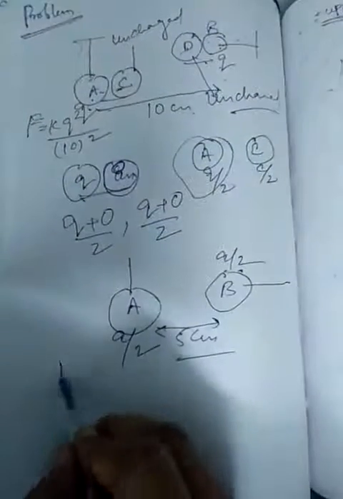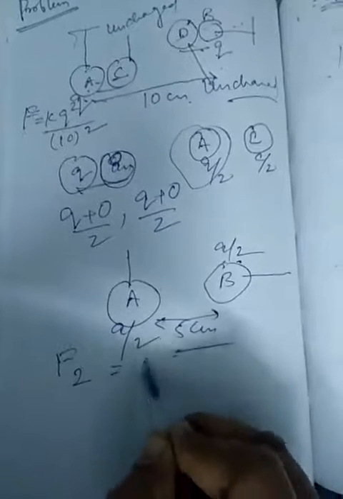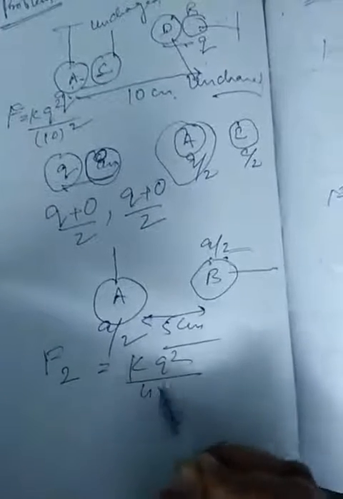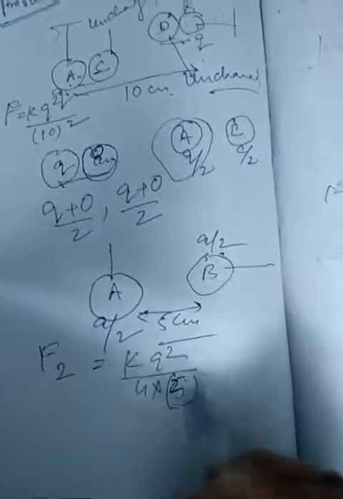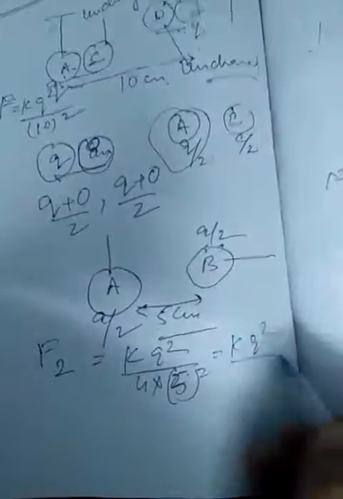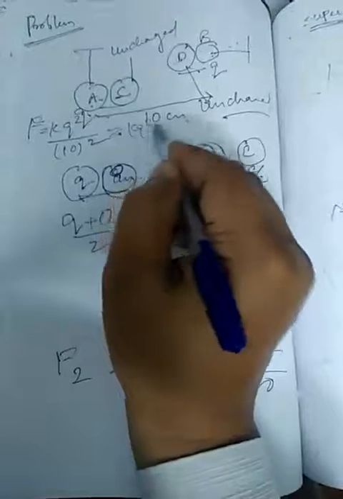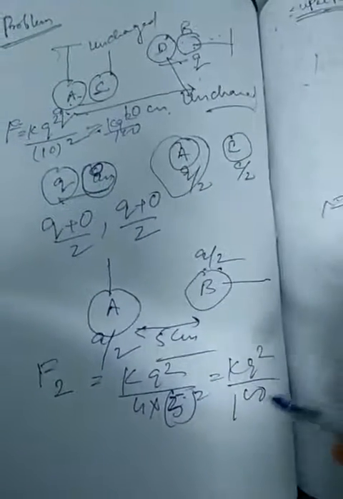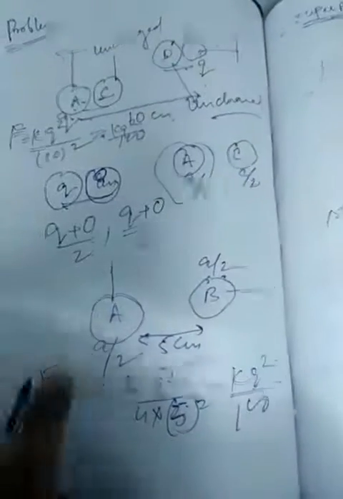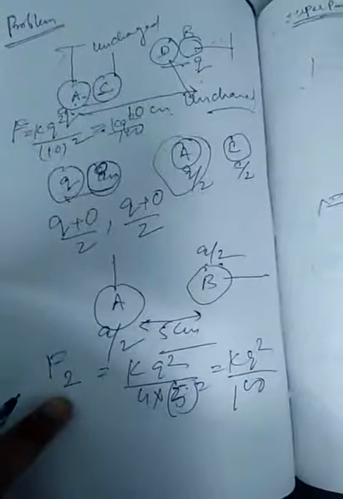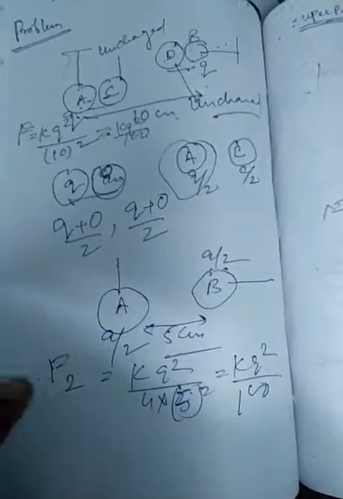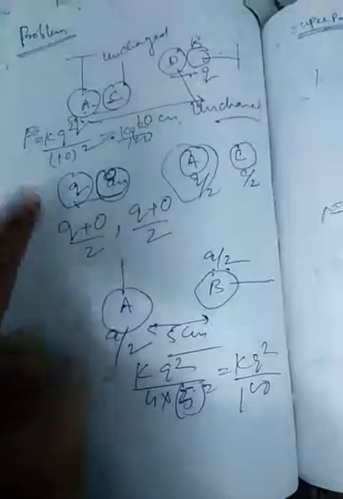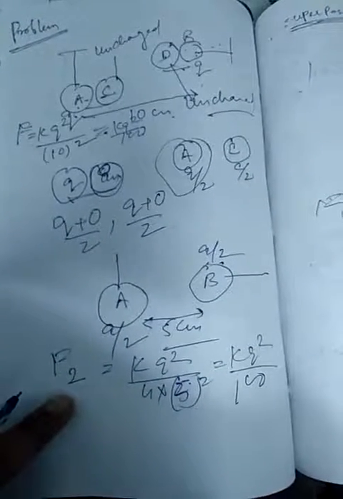Now the net force after C and D have been contracted. The second force will be equal to kQ square by 4 into 5 whole square. 5 whole square means kQ square by 100. So first it was kQ square by 100, and next it was also kQ square by 100. That means F1 is equal to F2. They have been calculated, and the values come out to be the same.